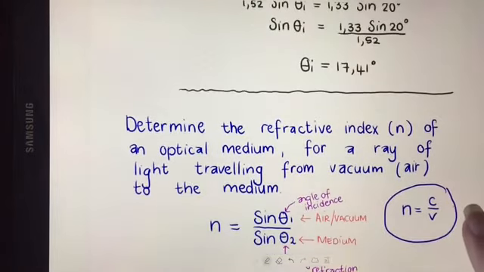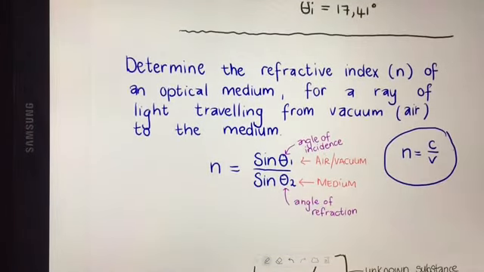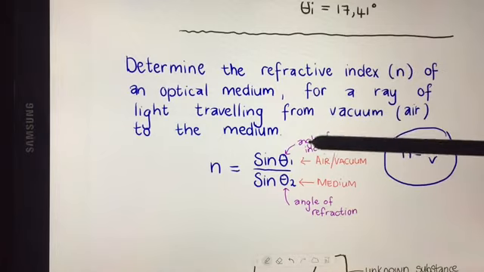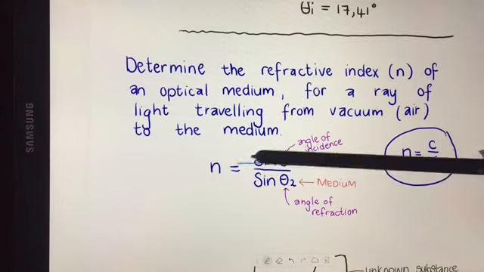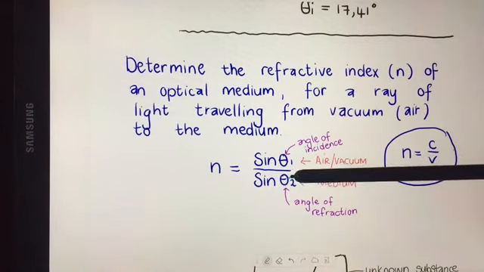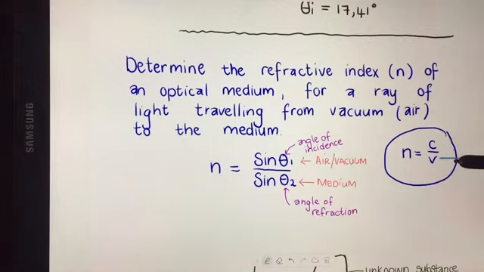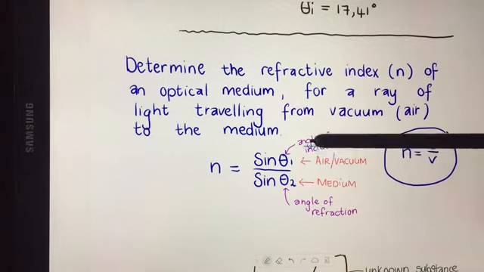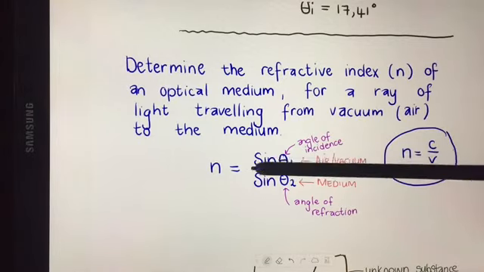Lastly, according to your guidelines, you must also be able to calculate or determine the refractive index of an optical medium when light travels from a vacuum or air into that medium. The formula that we then use looks like this: refractive index is equal to sine theta 1 divided by sine theta 2. Remember, the previous formula that we had for refractive index was n equals c divided by v, where c was the speed of light through a vacuum, 3 times 10 to the power of 8, and v was the speed of light through that medium. So this is just a different method that we can use to calculate the refractive index.